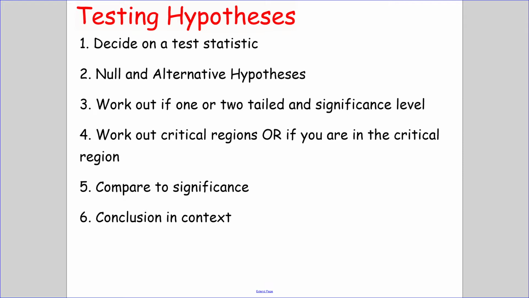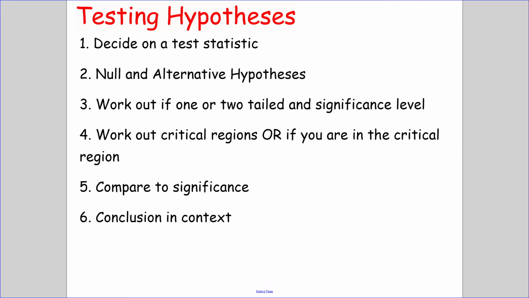We need to come up with some hypotheses, our null and our alternate, which we've done for the past lesson or two. We need to work out if this is a one-tail or two-tail, so this will be best depending on our alternate hypothesis. So a two-tail test will leave open two options that we have to check. For step 4, we need to work out either critical regions or decide if we are in the critical region. We're going to look a bit more about that this lesson.